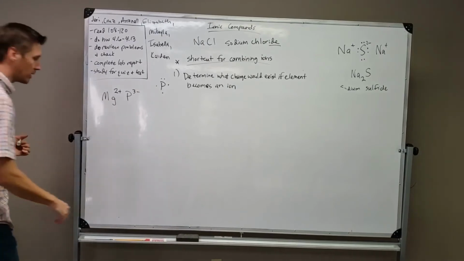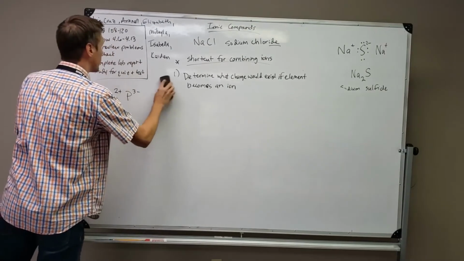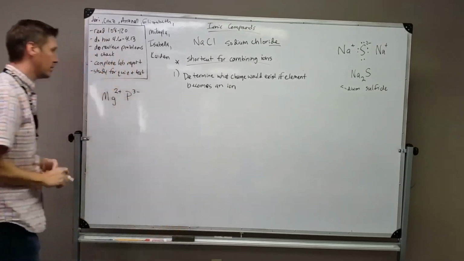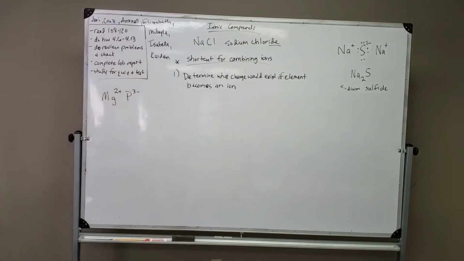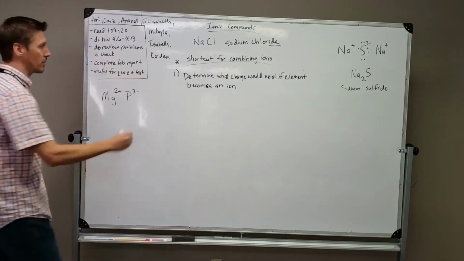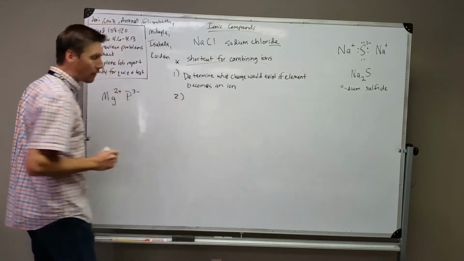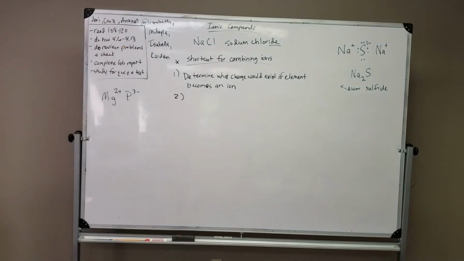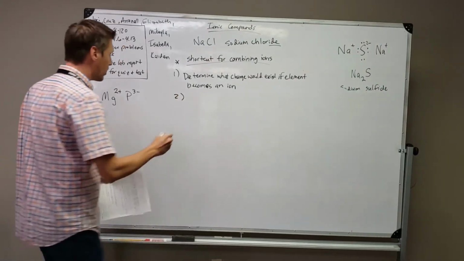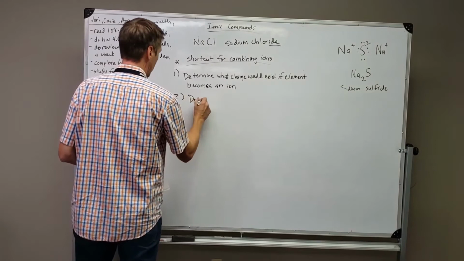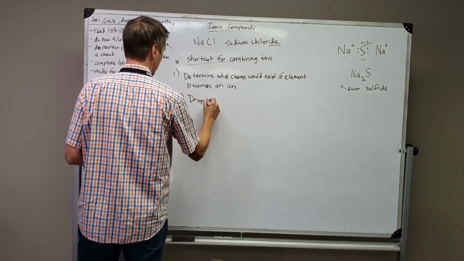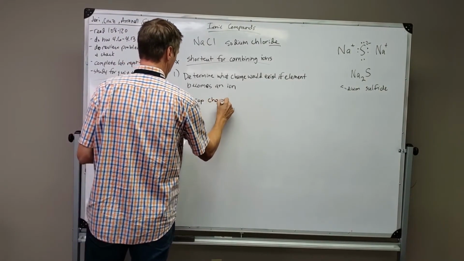So that's what it would look like if I just wrote that element down as an ion, right? So that's our first step. Determine what charge would exist if the element becomes an ion. The next step, drop the charges.